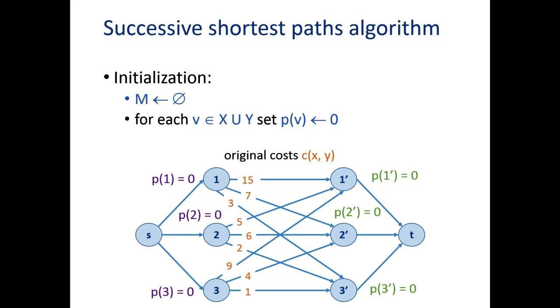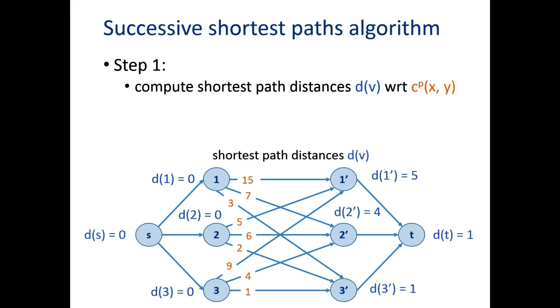Okay, so this was basically our instance of matching, but augmented with a source and a sink so that it looks like an instance of network flow. I start with the original costs and with 0 prices. So what do I do first? First I compute distances, the shortest path distances. I didn't say it explicitly, but all these weights are 0. So the shortest path distances to the nodes on the left are 0, and on the right, we're looking at the cheapest way to reach those nodes.